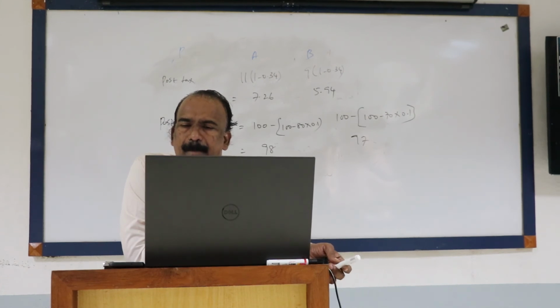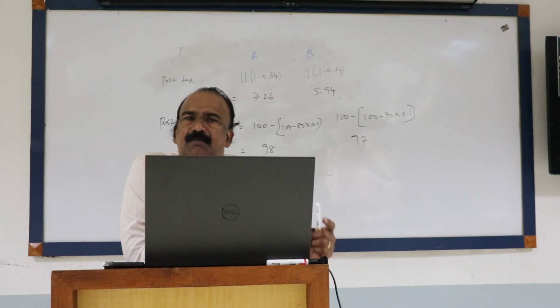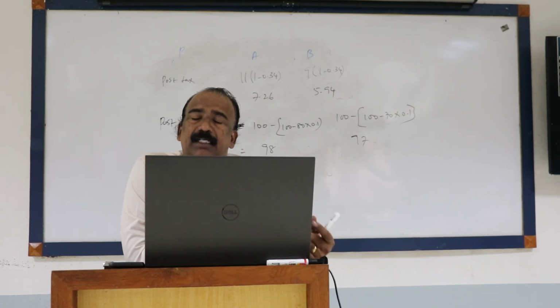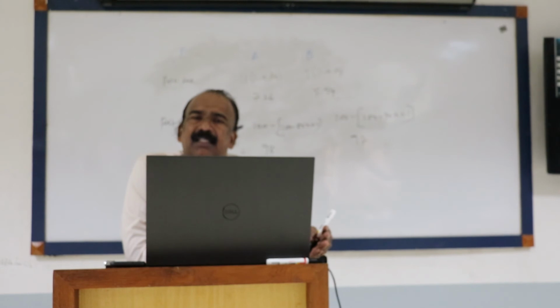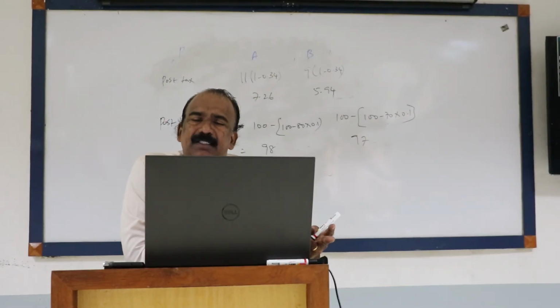All of you got it? Yes, sir. 100 minus 80, the other one 100 minus 70. So 100 minus 80 is the gain. On that 20 rupees, 10%, so 10% on 20 rupees is 2 rupees. So 100 minus 2, 98. The second case, 100 minus 70, that is 30 rupees. So 30 into 10%, that is 3 rupees. So 100 minus 3, 97. That is the maturity value.